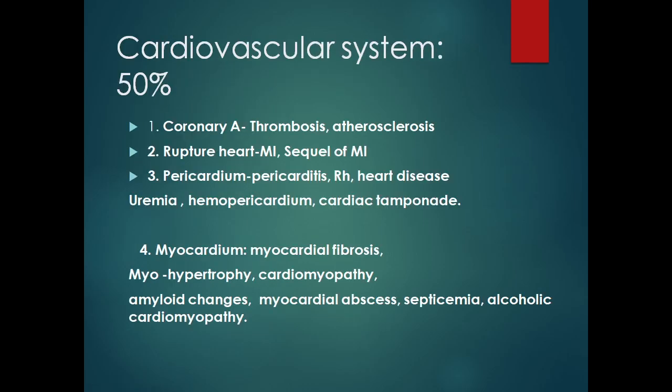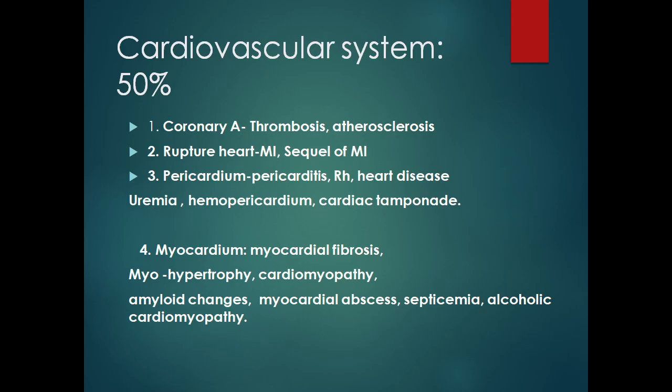Then what are the various causes of sudden natural death in the cardiovascular system? You will find the coronary causes: thrombosis, atherosclerosis, rupture of heart, myocardial infarction and the sequelae of myocardial infarction. What are the sequelae? Because of myocardial infarction, the thickness of the ventricle wall reduces, and there is aneurysm of the heart, there may be thrombosis, rupture of the heart, pericarditis and pericardial effusion. So, these are the sequelae of myocardial infarction.